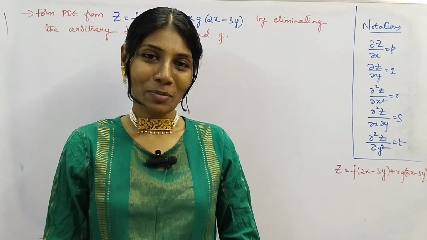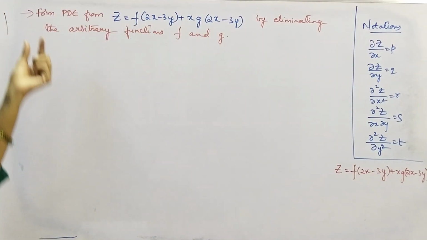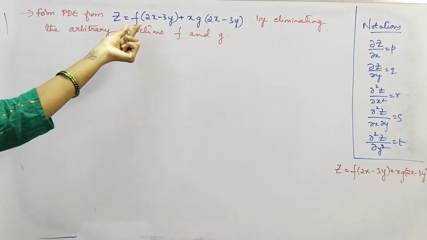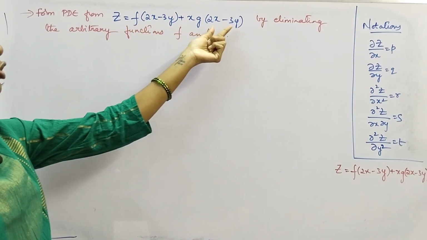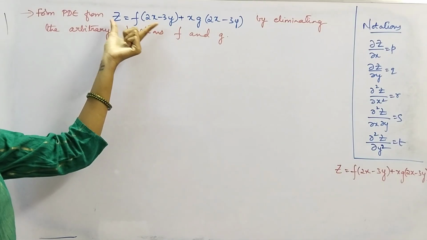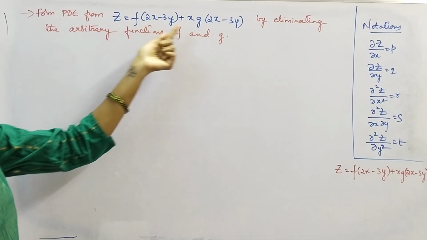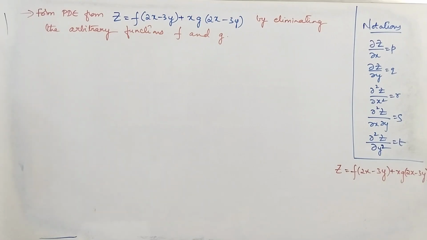In this video, we are going to see a problem from partial differential equations. So let's get going. Problem: form partial differential equation from z equal to f of 2x minus 3y plus x into g of 2x minus 3y by eliminating the arbitrary functions f and g. We are given a relation and we are asked to form a partial differential equation by eliminating f and g, which are arbitrary functions. So let's see that.